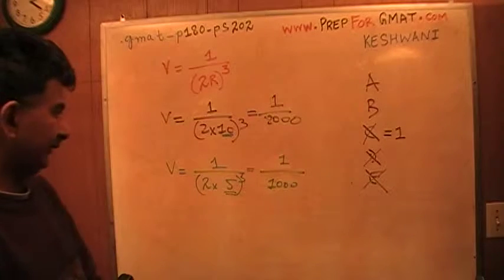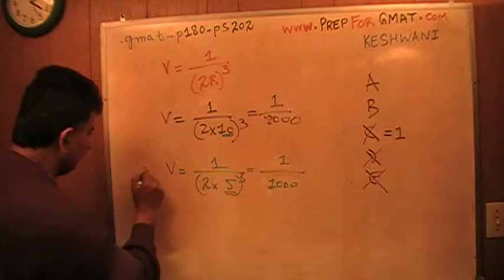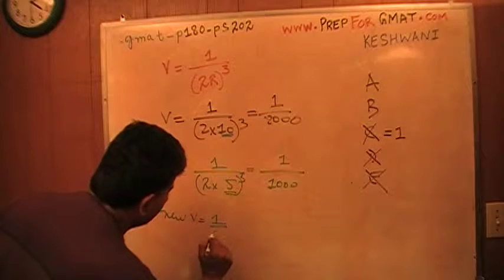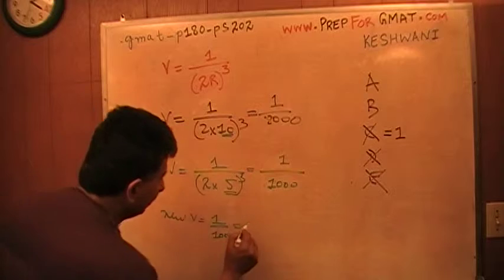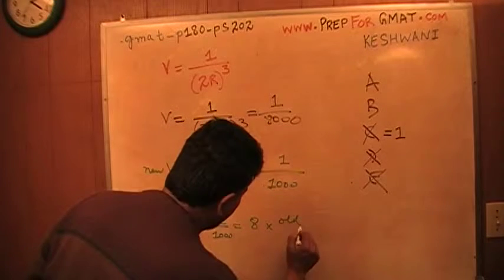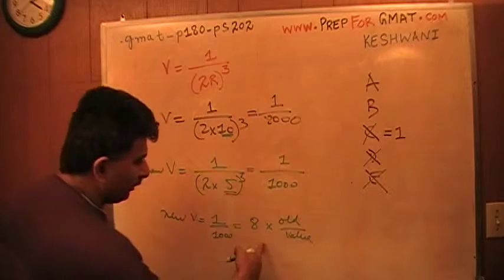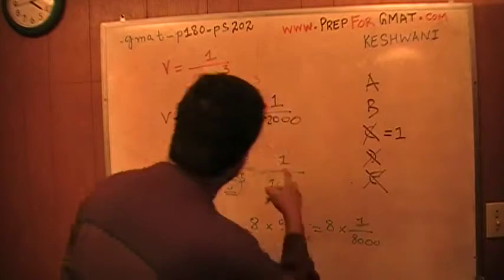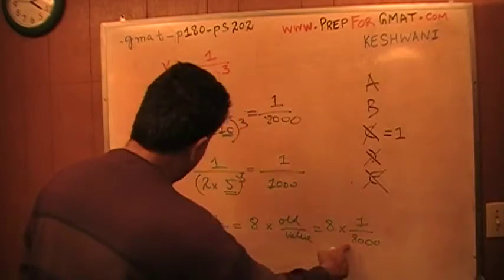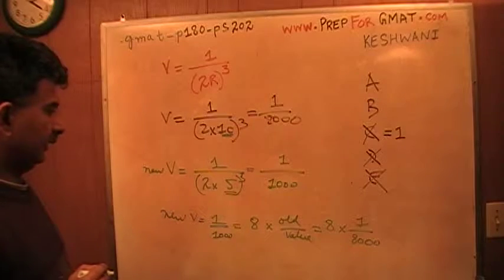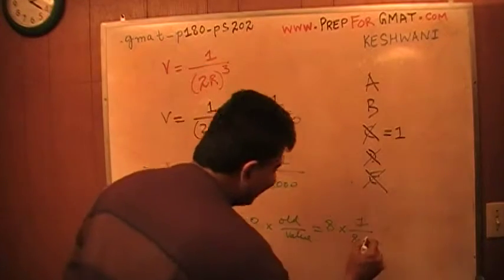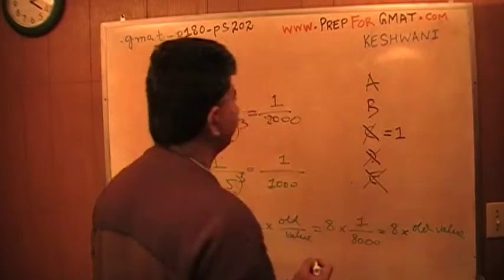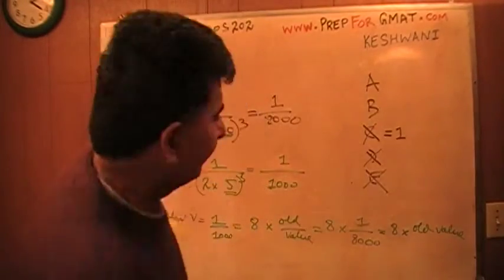What happens to the value of v? The new value, this is a new value. The new v, which is 1 over 1,000, is equal to 8 times the old value. Why? Because 8 times 1 over 8,000, the old value, is going to give me 1 over 1,000. Hence, the new value is 8 times the old value. The answer is B.